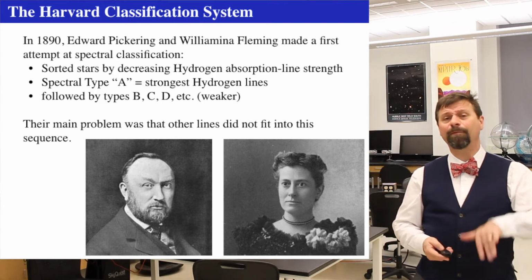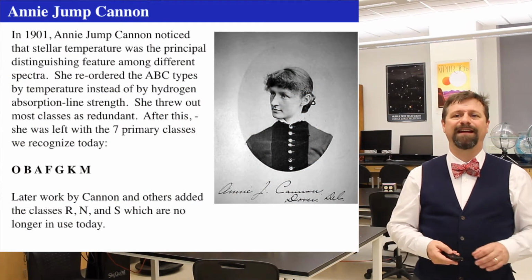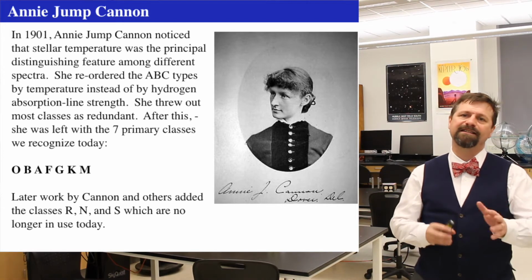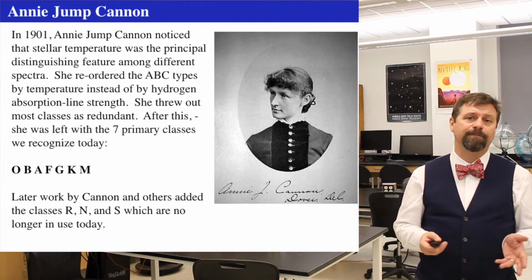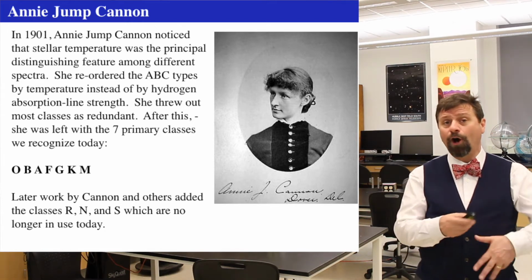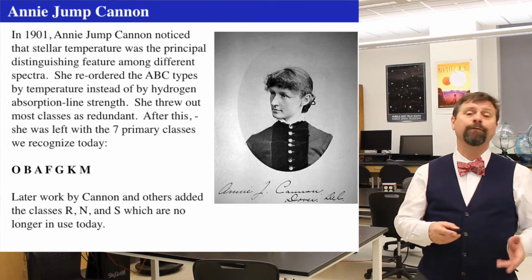And approximately 11 years later, in 1901, Annie Jump Cannon noticed that stellar temperature was the principal distinguishing characteristic among the spectra. So what she did is she took all this arrangement, the A, B, C, D, E, all the way down, and she rearranged them.